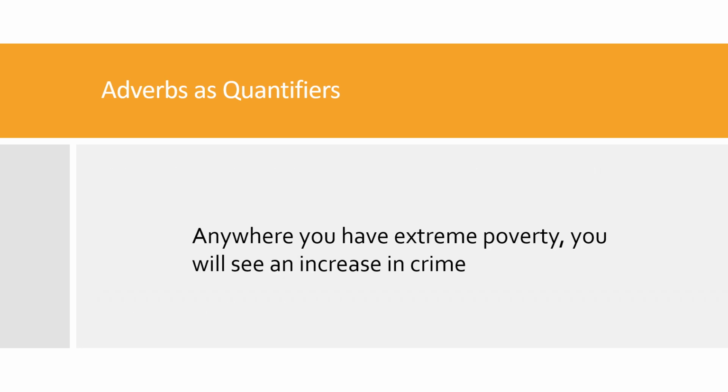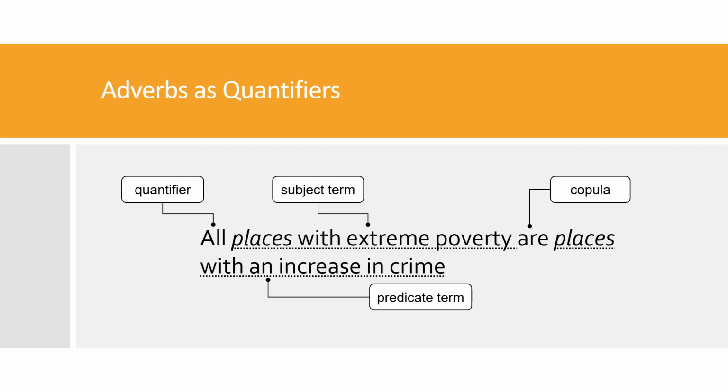So let's take an example. Anywhere you have extreme poverty, you will see an increase in crime. Now notice the anywhere is in fact quantifying our subject, and what it's quantifying then, of course, is places where you have extreme poverty. And so what we have to do is convert that subject term into places, and then we need to figure out what exactly the quantifier would be.